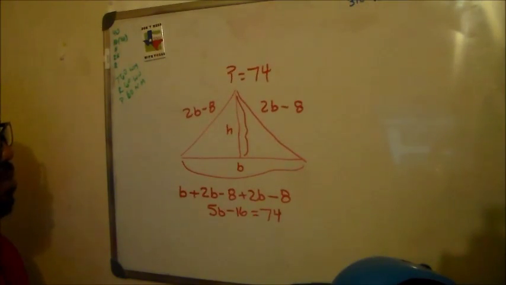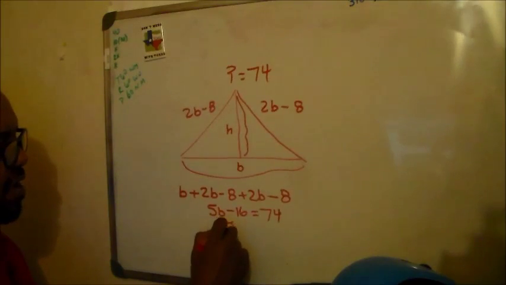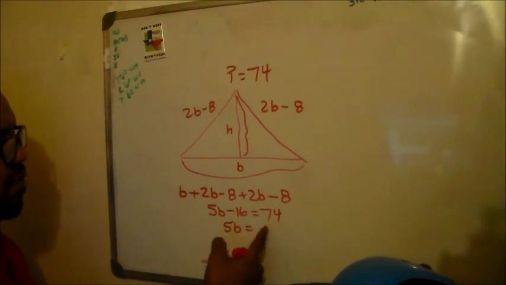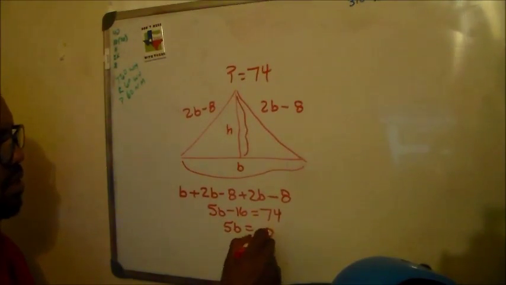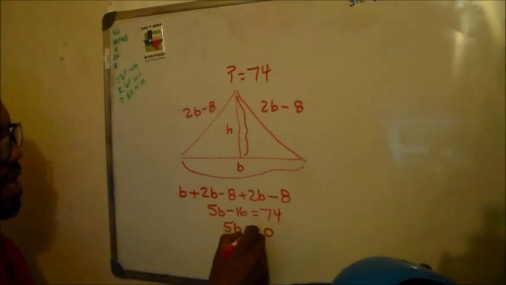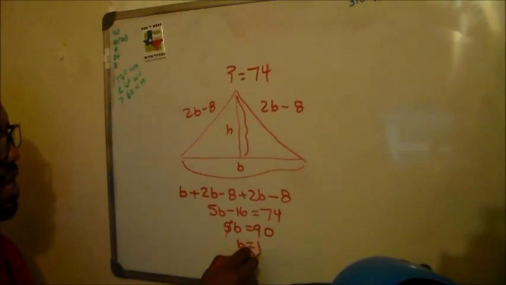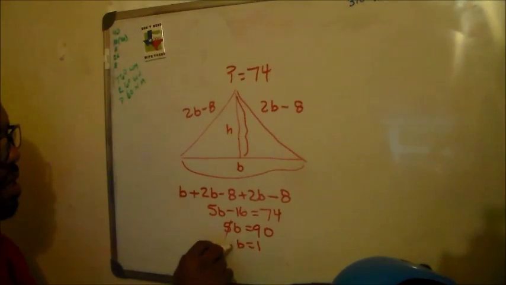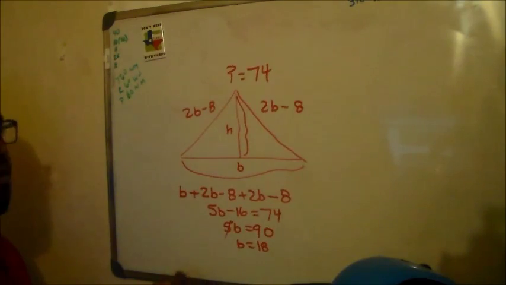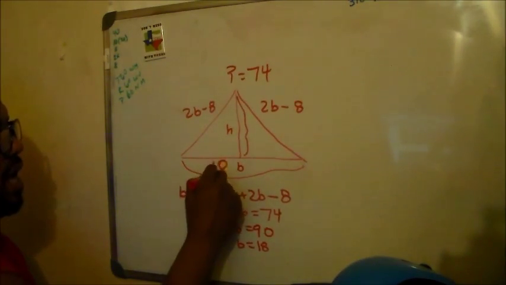So at that point, what we're going to do is add 16 to both sides. So 5b is equal to 74 plus 16, which is 90. And then we'll divide both sides by 5. That goes away, and 5 goes into 9 one time, 18. So the base is equal to 18. We found that out, so we can put a 1, 8 here.